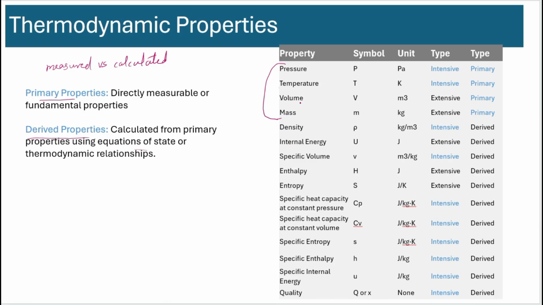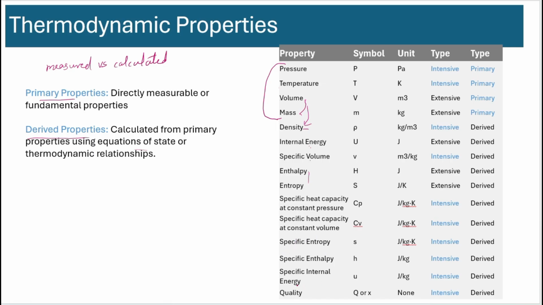Density is calculated using mass and volume, so it's a derived property. Internal energy, a lot of times you use temperature, pressure, and equations of state to calculate internal energy. Specific volume is just like density, it's the inverse of density. Enthalpy, entropy, all of these again have temperature and pressure dependence. Same goes for specific heat capacity at constant pressure and constant volume.